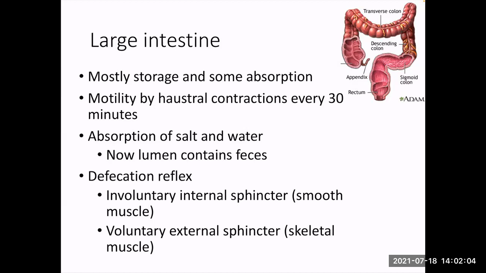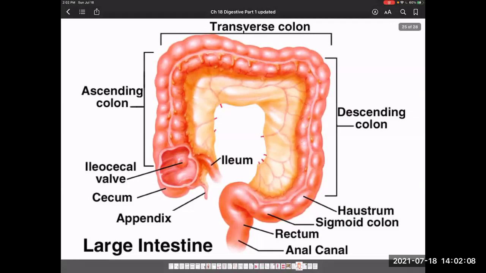Okay, so remember that food enters at the bottom of the ascending colon, goes up, then it goes over to the transverse colon, and then down to the descending colon until you get to the very last portion of your colon, the sigmoid colon, then you have your rectum, and then the anal canal.